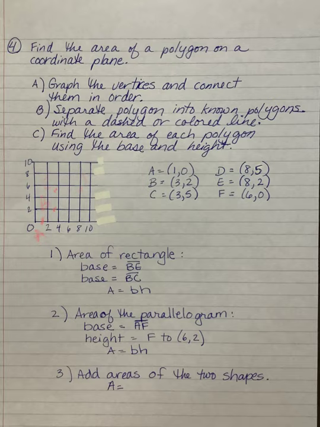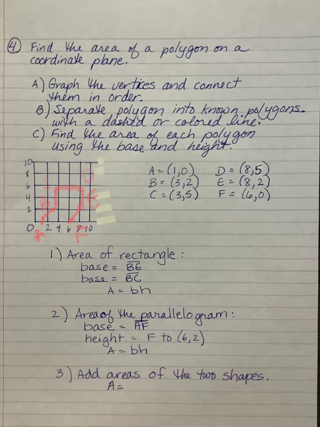E is at 8, 2, and then F is at 6, 0. So if you look at just the dots, you're going to connect A to B, which is a diagonal, B to C, which goes straight up and down, C to D, which is straight across, D to E, which is straight down, and then E to F, which is a diagonal again.